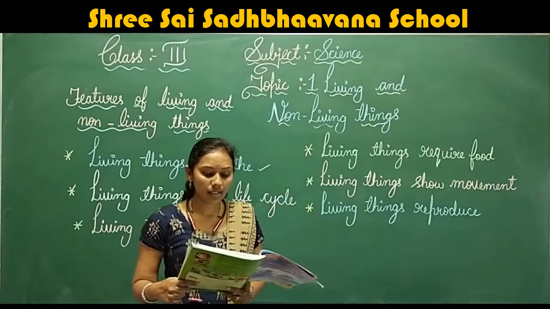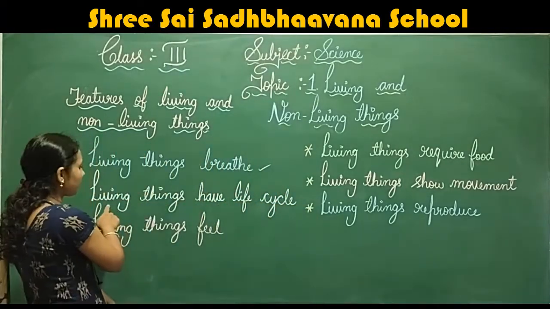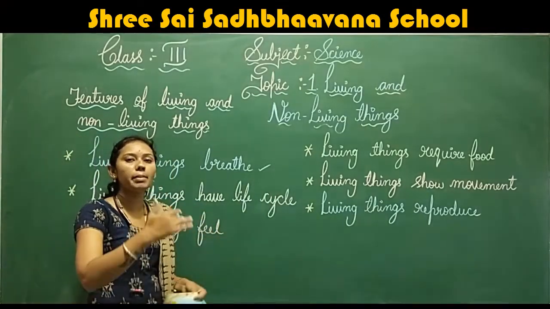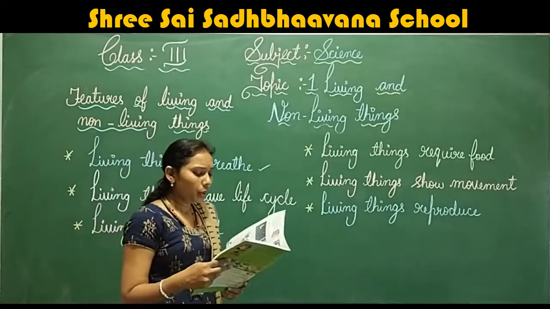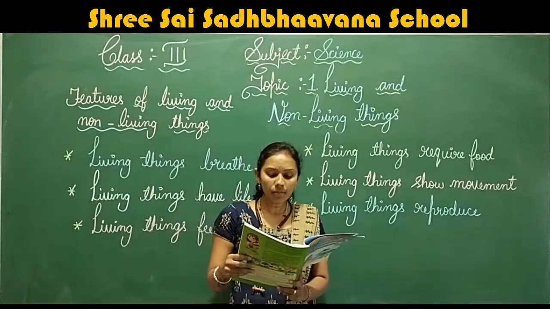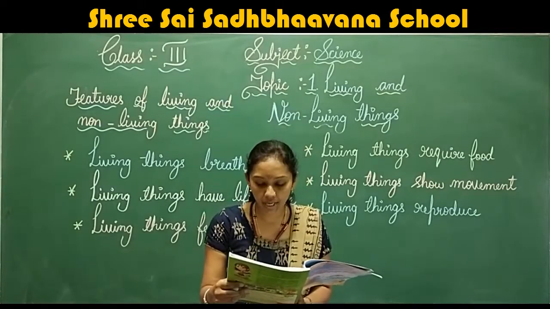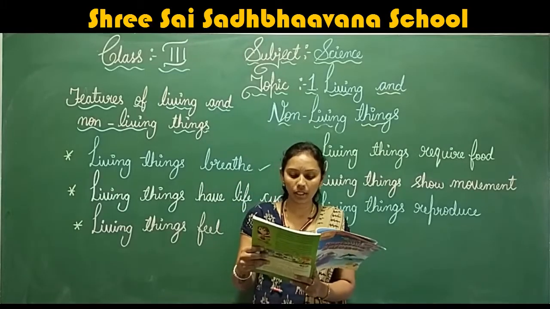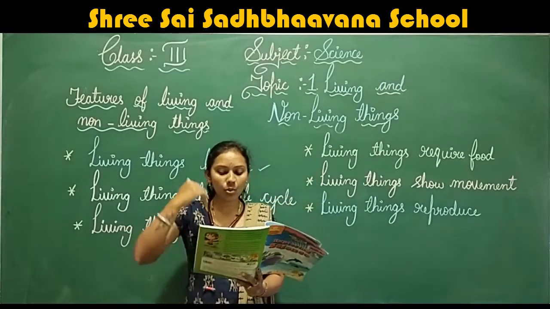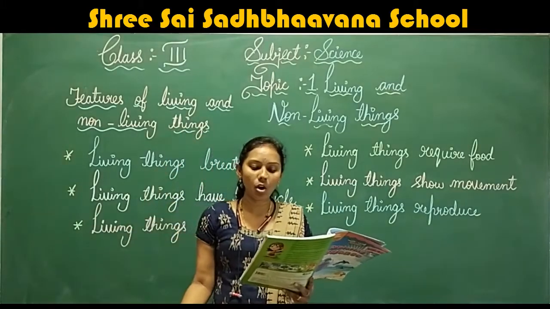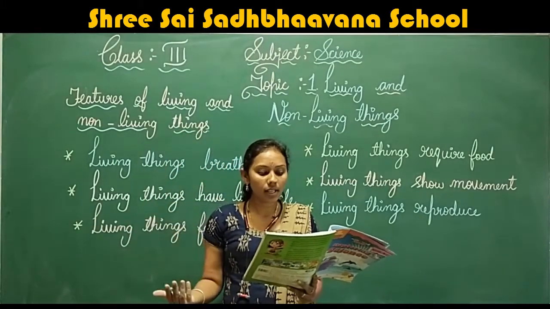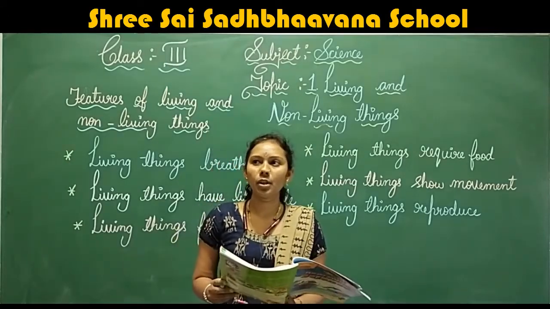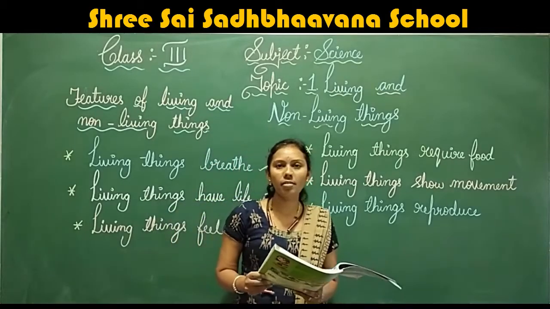Okay, next, coming to the second point, let us discuss living things have life cycle. How do these living things have a life cycle? A boy grows into a man, a kitten grows into a cat, seeds grow into seedlings which further grow into plants, and this plant grows into big trees. After a certain age or other external factors, all living things die or get destroyed. Okay, so here living things have life cycle.